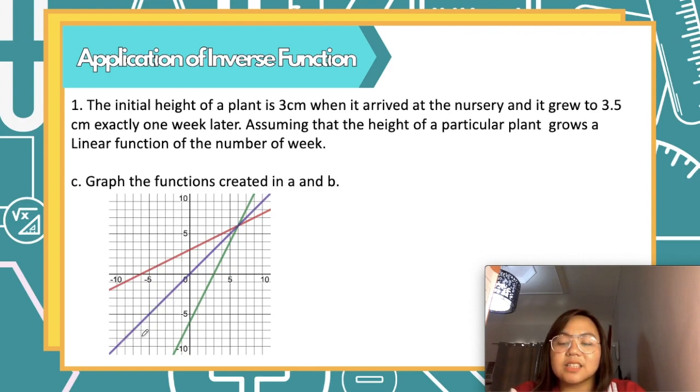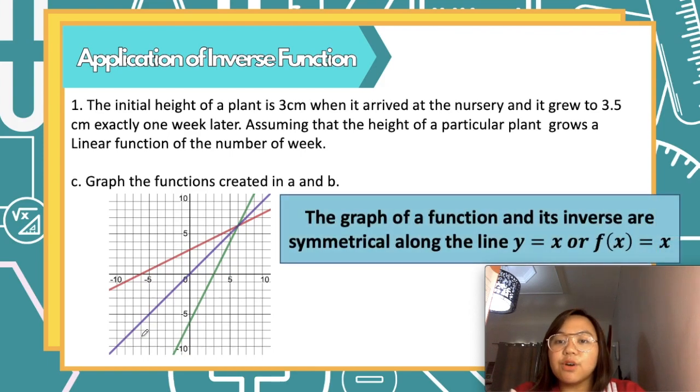And that is another property of an inverse function. The graph of a function and its inverse are symmetrical along the line y is equal to x, or f of x is equal to x. Okay, so again, that is another property of an inverse function. So pag sinabing symmetrical, it seems like mirror line siya. Okay, so reflection siya yung two lines natin dito, yung green at saka yung red. Okay, and that's it for inverse function.